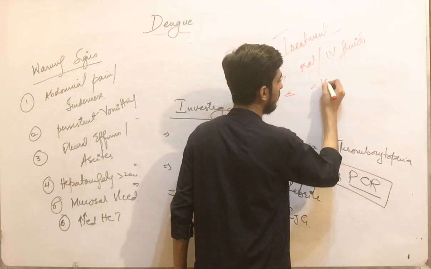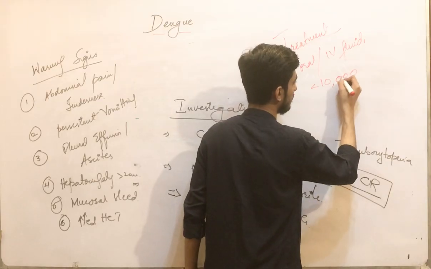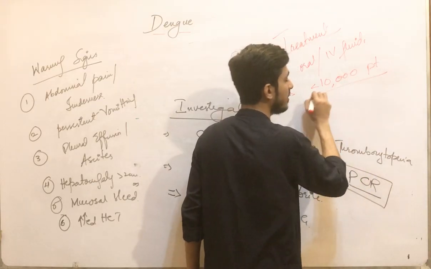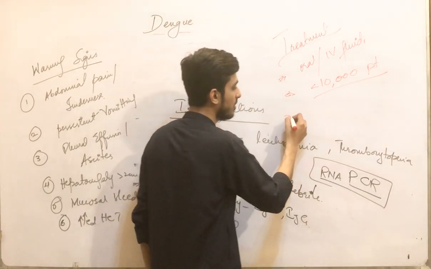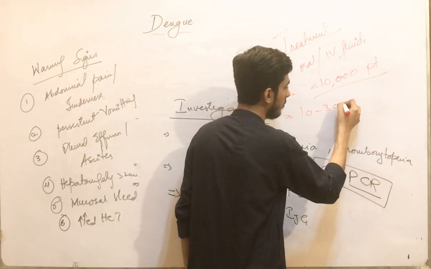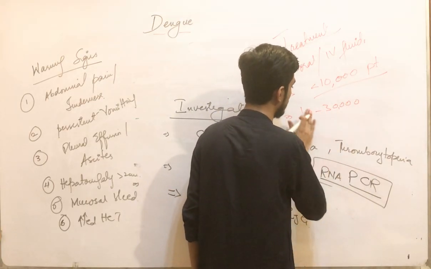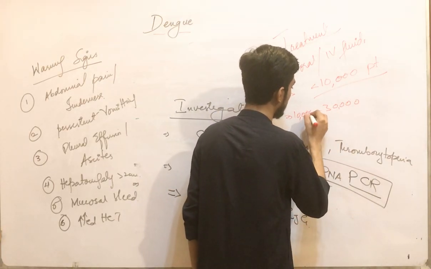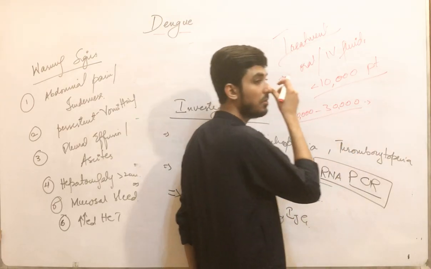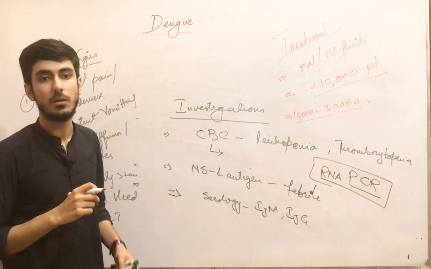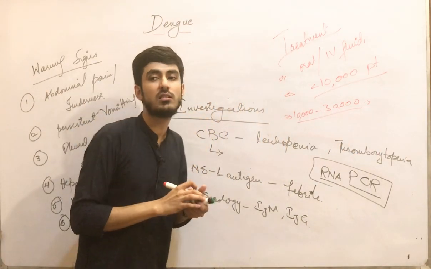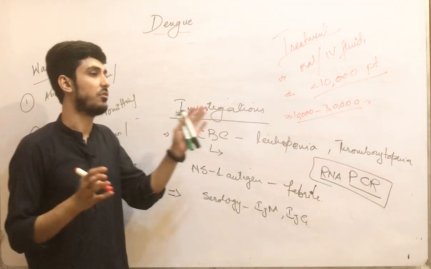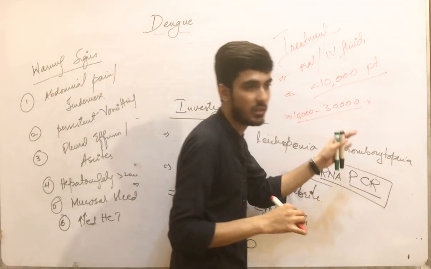If the platelet count is less than 10,000, then you can transfuse platelets to the patient. If it is between 10,000 and 30,000 and the patient is bleeding actively, then you can also give platelets to the patient. Otherwise there is no indication for transfusing platelets unless the patient is bleeding.